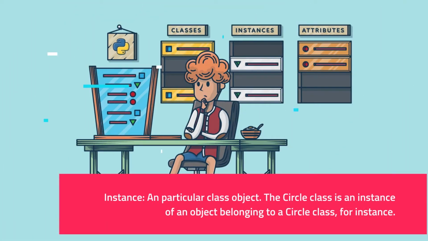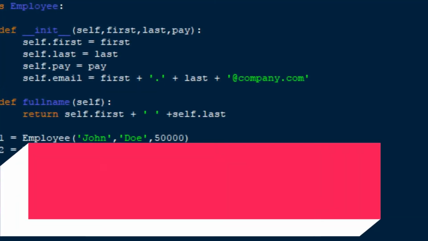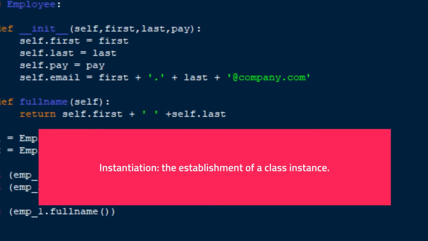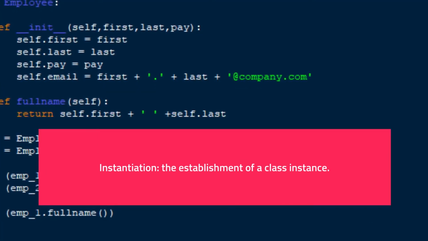Instance: a particular class object. For instance, a circle object is an instance belonging to the circle class. Instantiation: the establishment of a class instance.